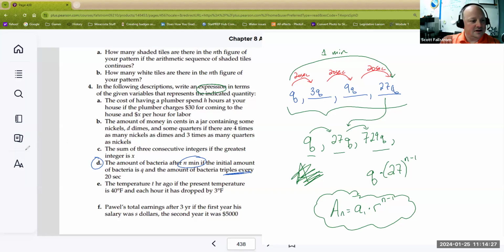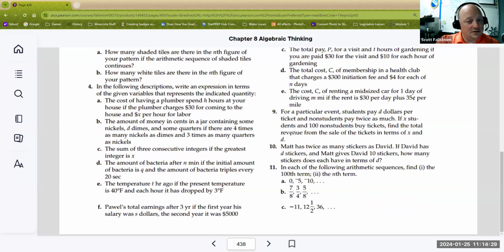So there's D. Hopefully that helps guide you. Again, take it one piece at a time. If it's like, wait, this is seconds, that's minutes, that's okay. Write it out. When in doubt, write it out. All right, let's jump forward a little bit.